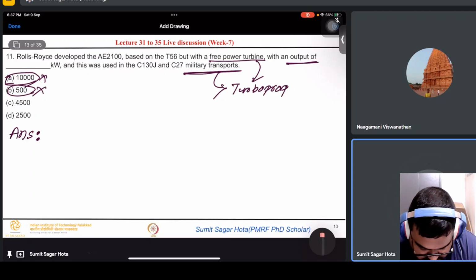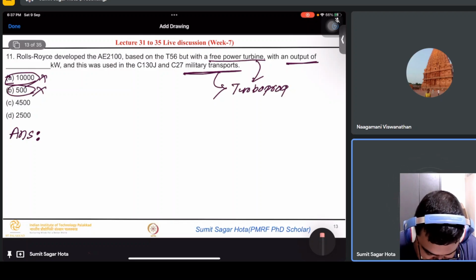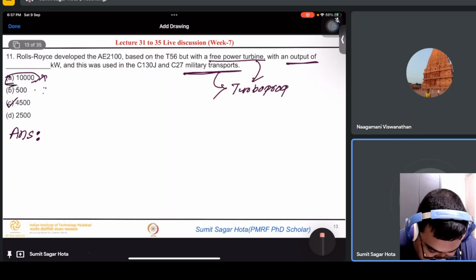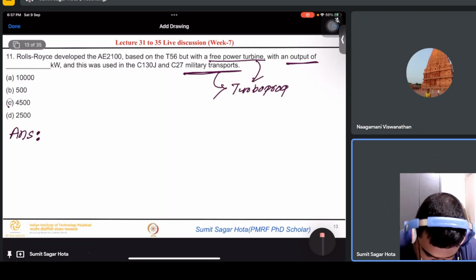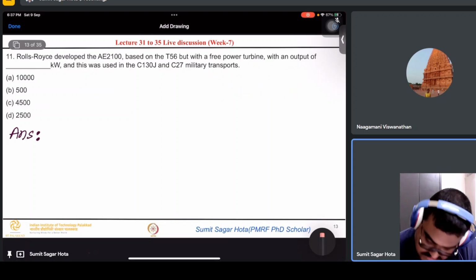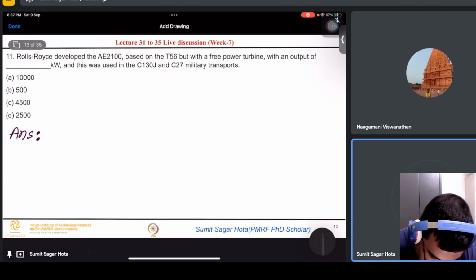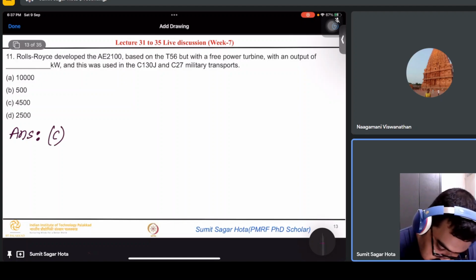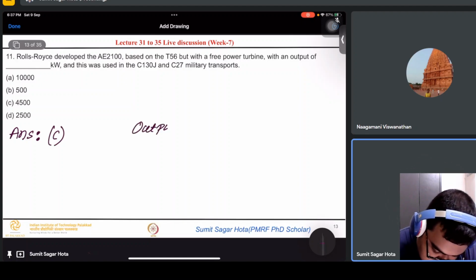So the actual answer is what? C. If you really know, then only you can answer. These two you can remove, but between these two you may get confused. So even if you don't know anything, you can approach the question like this. So the answer is C.